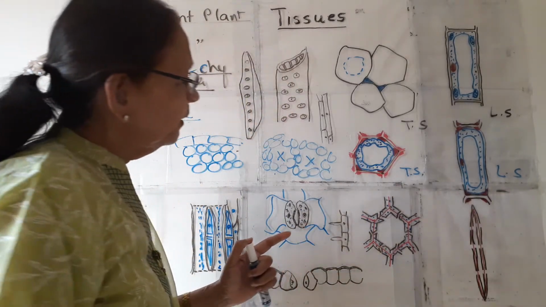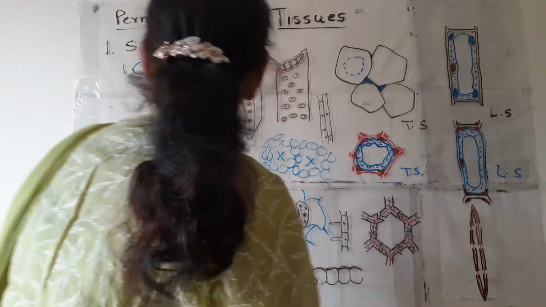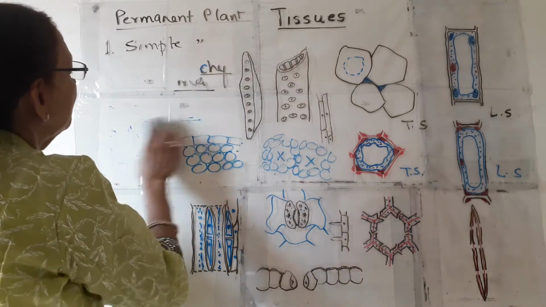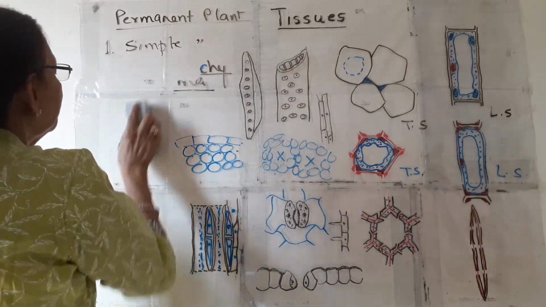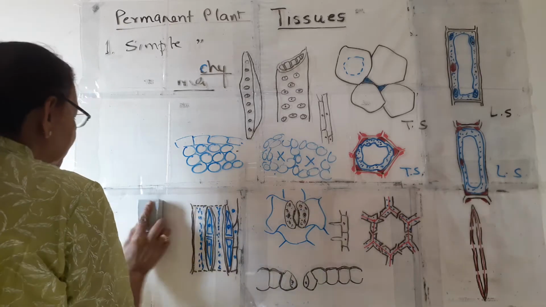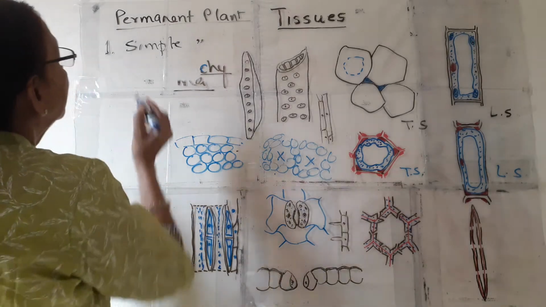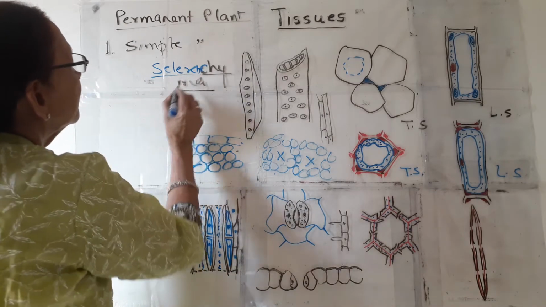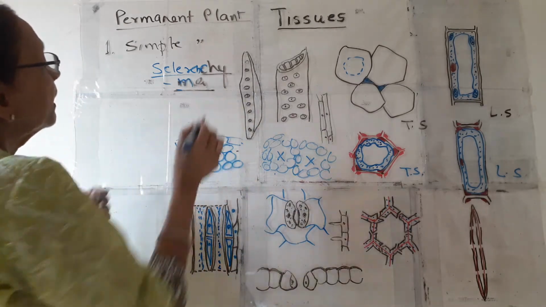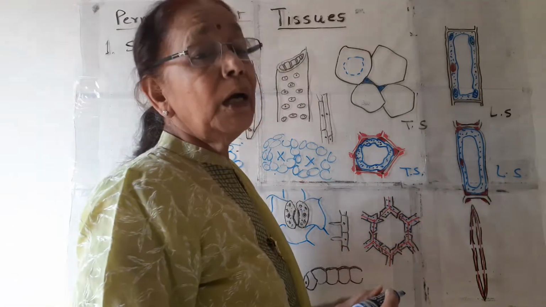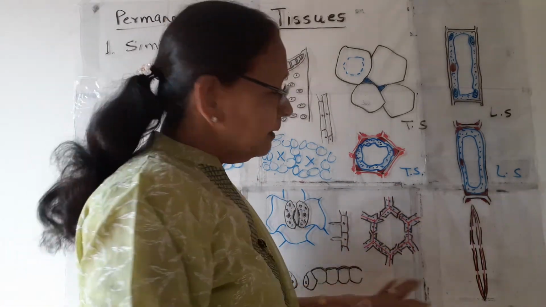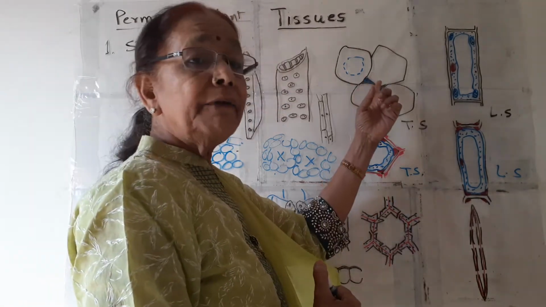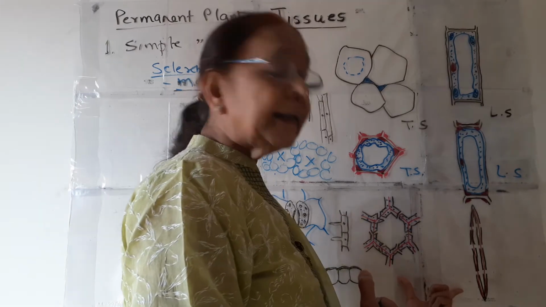The third permanent tissue is sclerenchyma. Sclerenchyma gives mechanical support to the plant. These are the cells of sclerenchyma. These are dead cells. These two are living cells and these are dead cells.